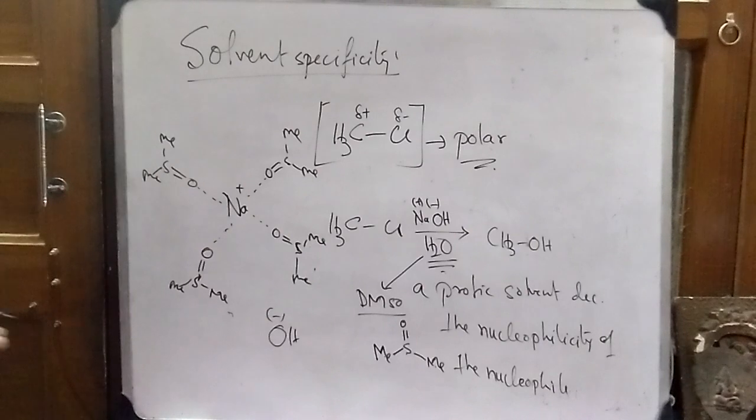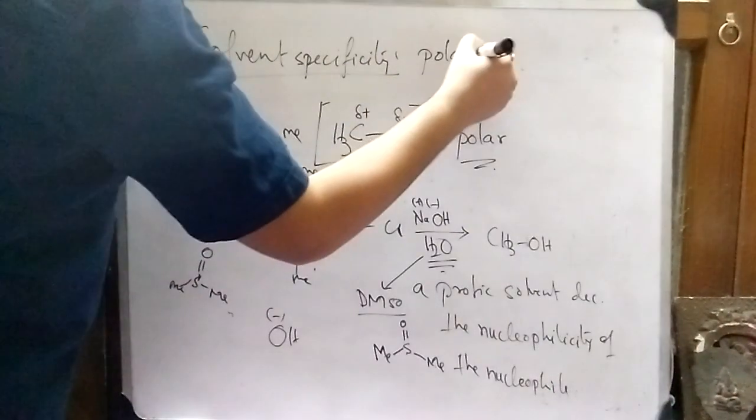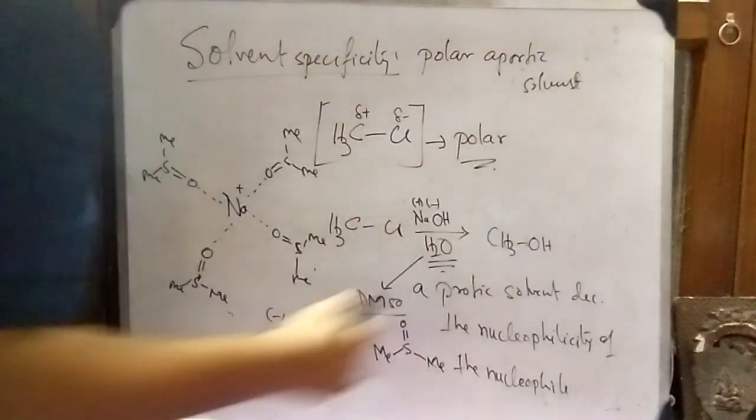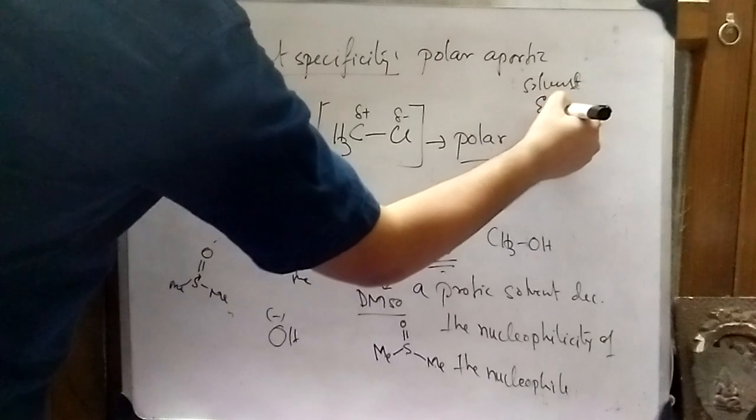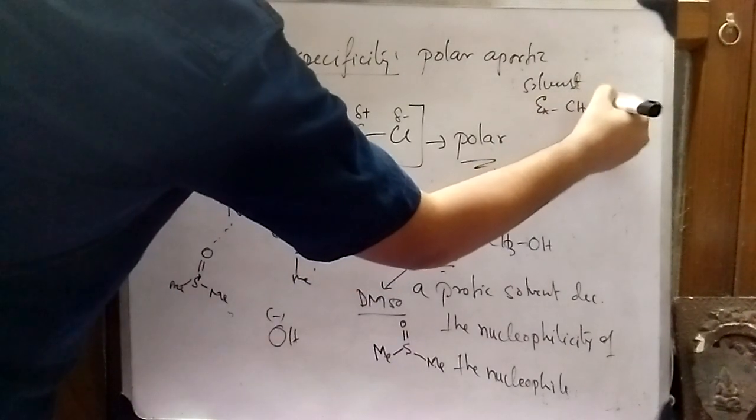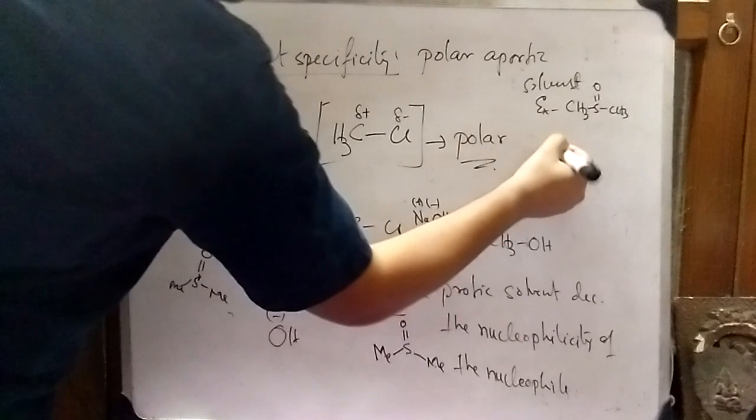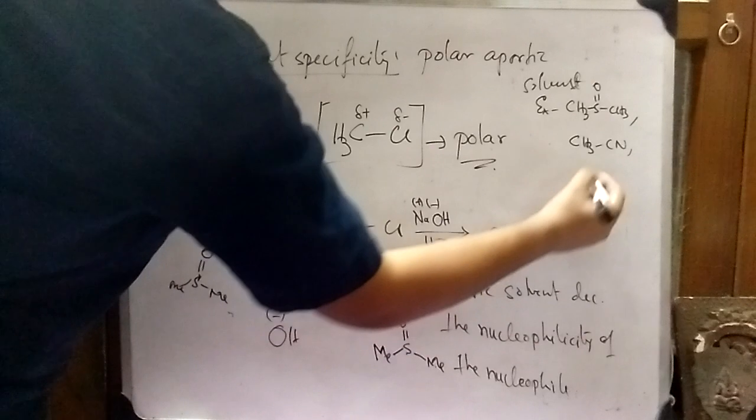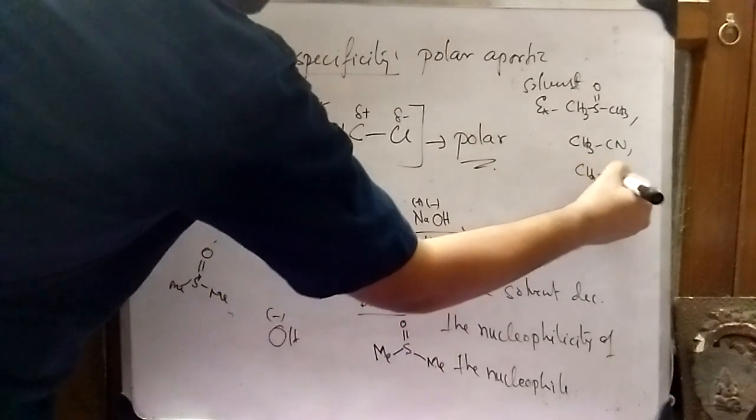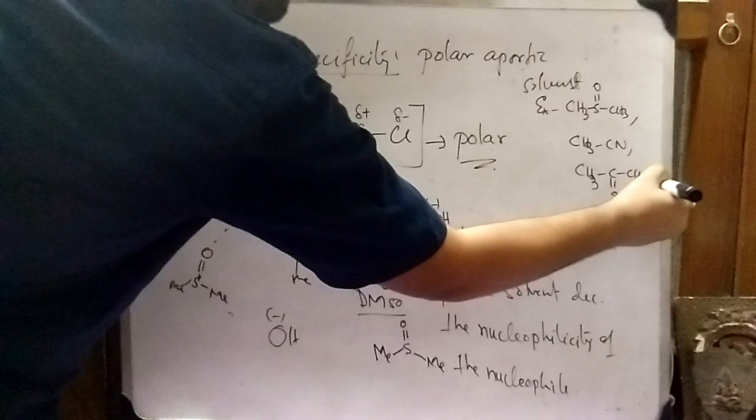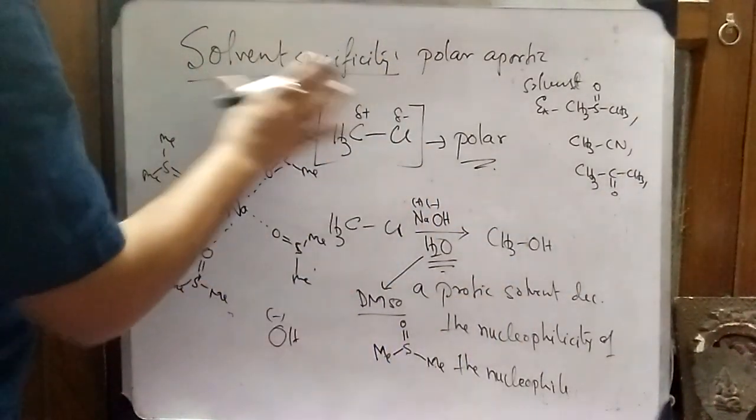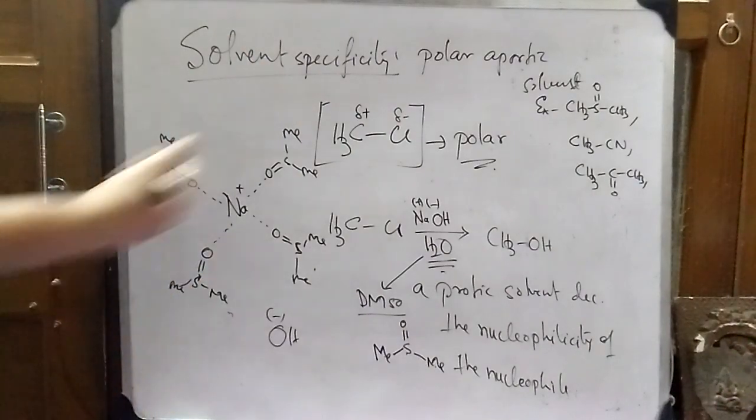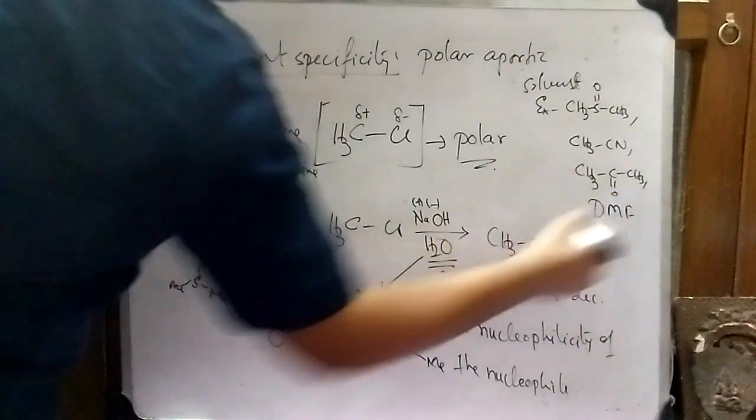So the solvent specificity will be polar aprotic solvents. Is it clear? So examples will be CH3S double bond O CH3, DMSO, and you can use CH3CN, acetonitrile, as a solvent, or you can use acetone as a solvent. These are the solvents that can be used for SN2 reaction. These solvents will highly favor SN2 reaction. Another solvent is DMF, dimethyl formamide.